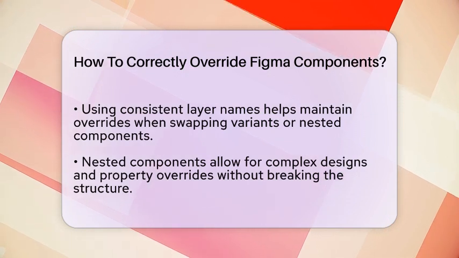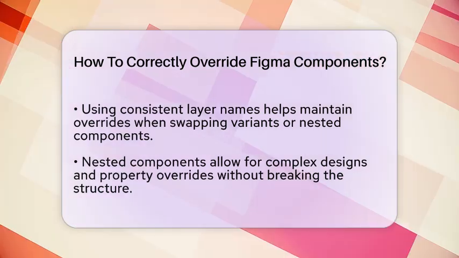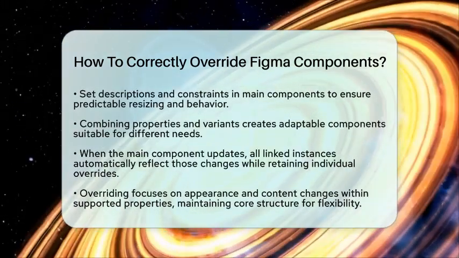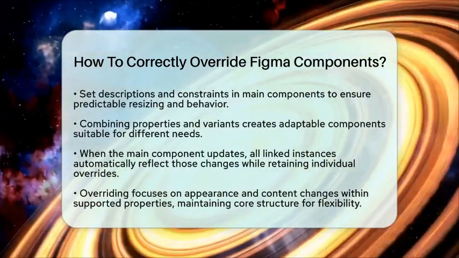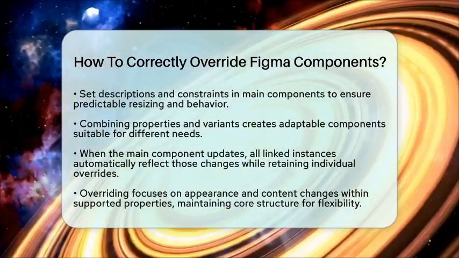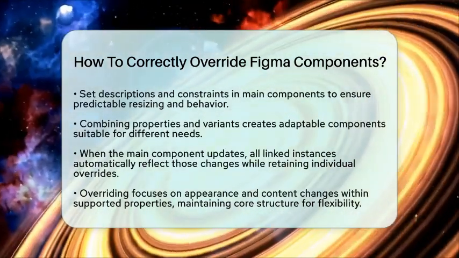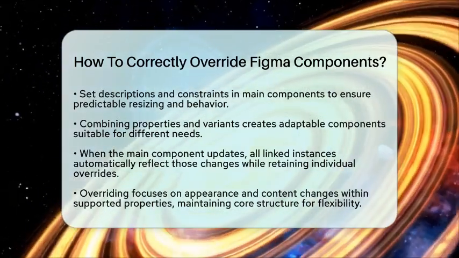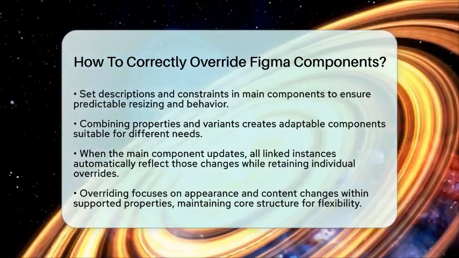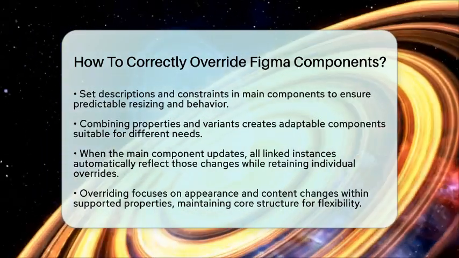Combining component properties and variants allows you to create adaptable components that fit different needs without detaching instances. Whenever you update the main component, all connected instances will automatically get those updates. They keep their individual overrides, though, so you can still customize each one. This setup is perfect for building scalable design systems, especially in graphic design SaaS workflows. You can reuse buttons, icons, or text styles across projects, saving time and reducing mistakes.